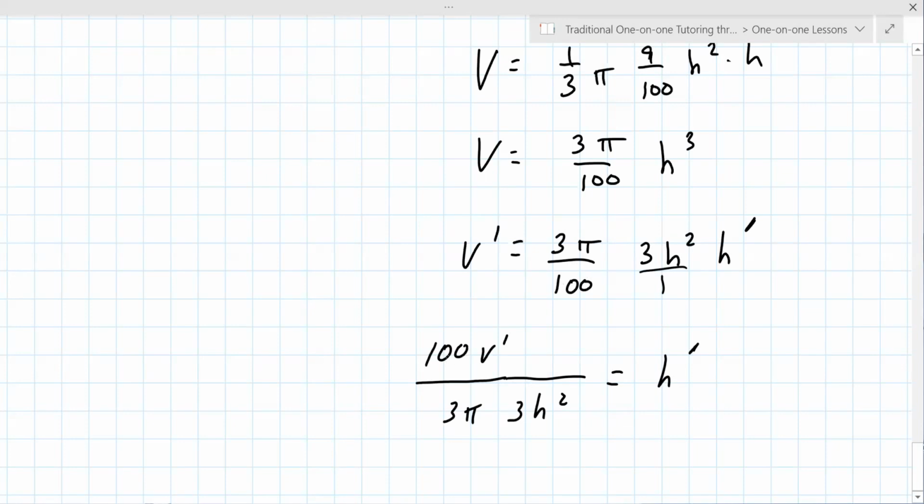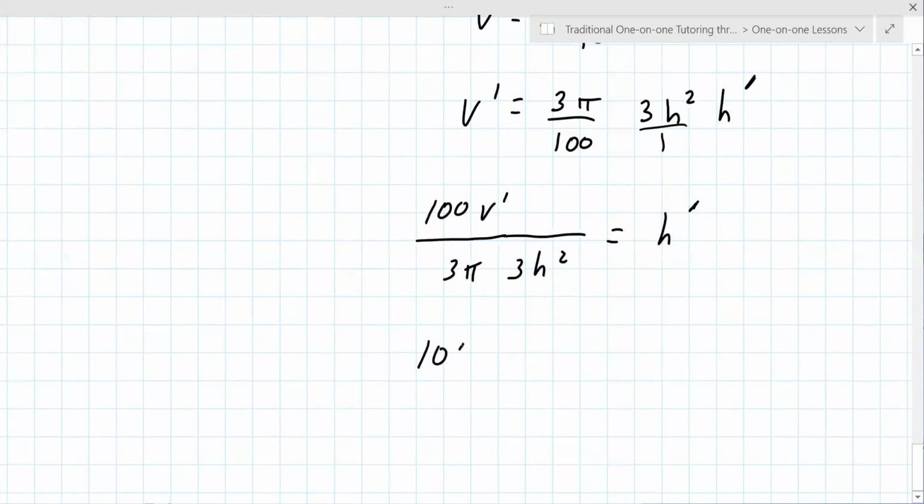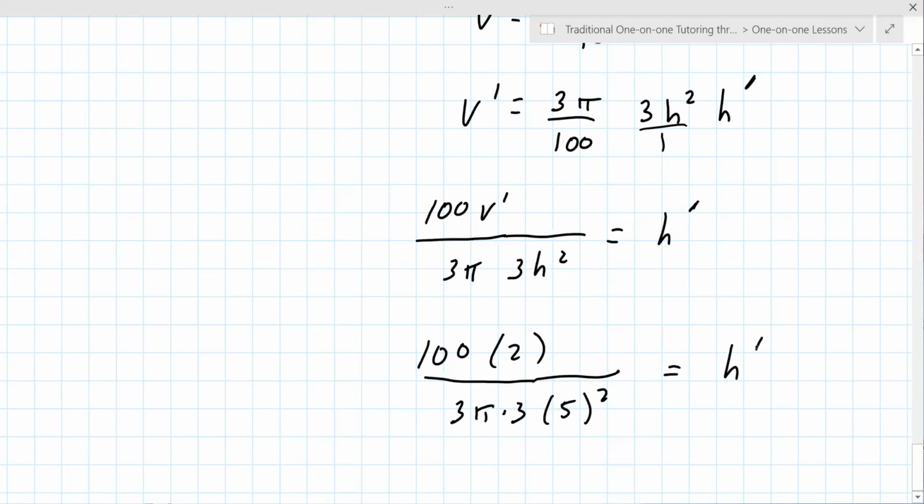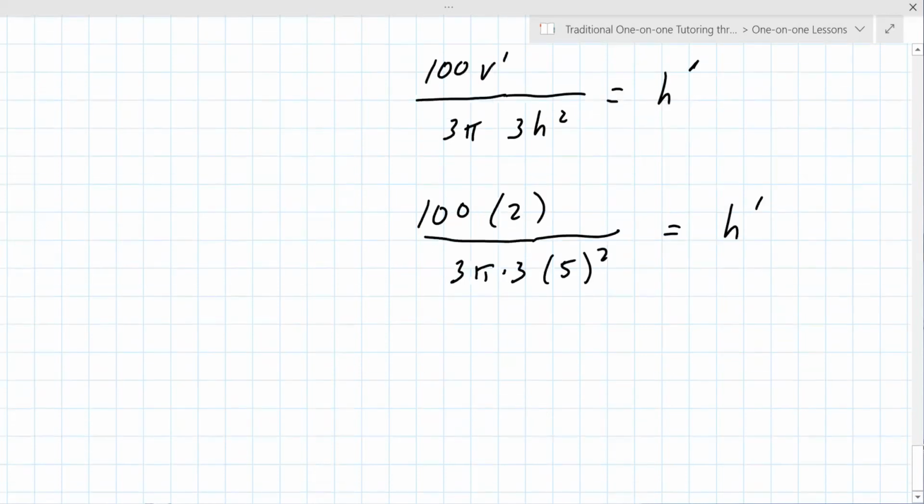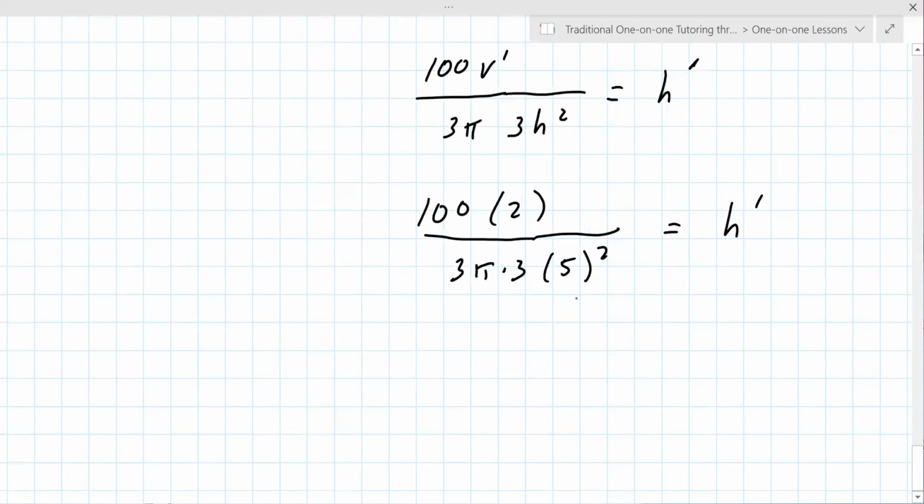Okay. So you're solving for h prime, and you have all these values now. You have v prime is 2 over 3 pi times 3. H is 5 squared. And a lot of cancellations here. So 5 squared is 25. So that goes in there, that becomes 4, and that goes away. And then you're left with 8 over 9 pi equals h prime.